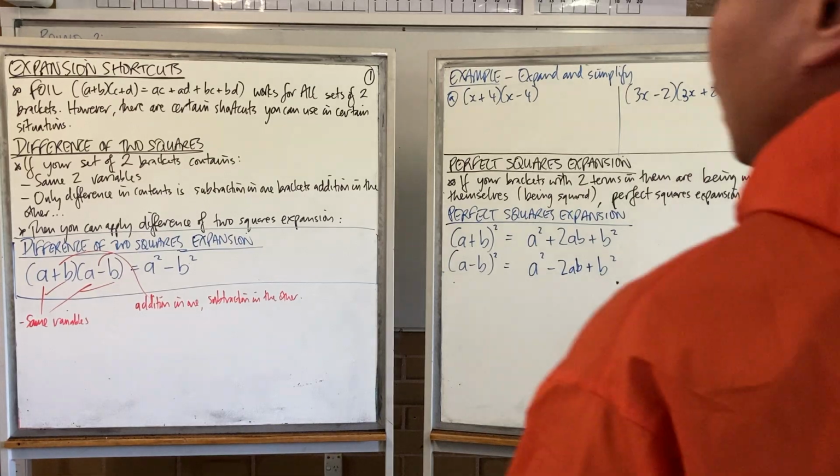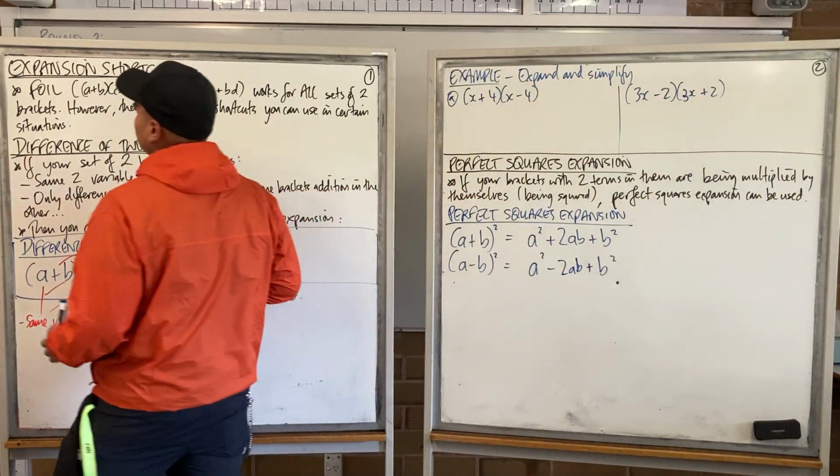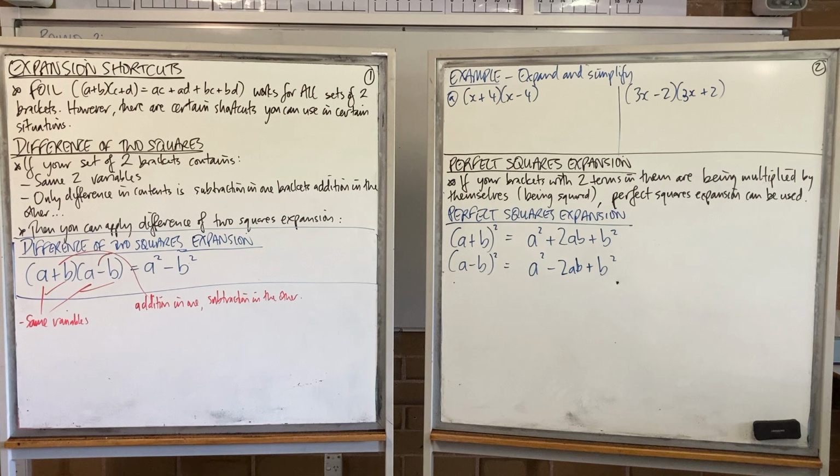So last lesson, I showed you how to do FOIL. FOIL will always work. FOIL works for all sets of 2 brackets. However, there are some certain shortcuts that I want you to be aware of. And these shortcuts are useful if you do Maths or Methods in Spec next year, okay?